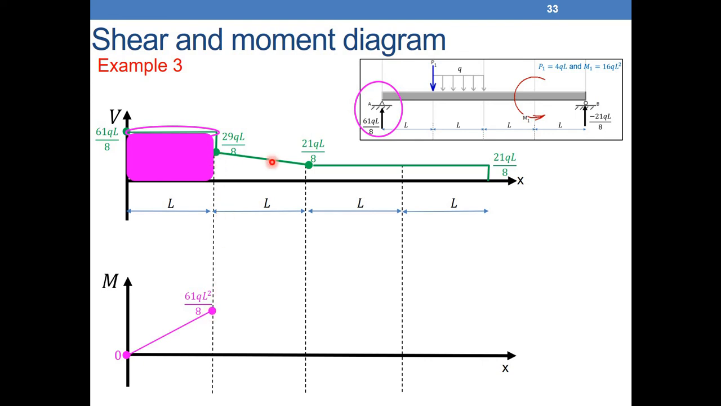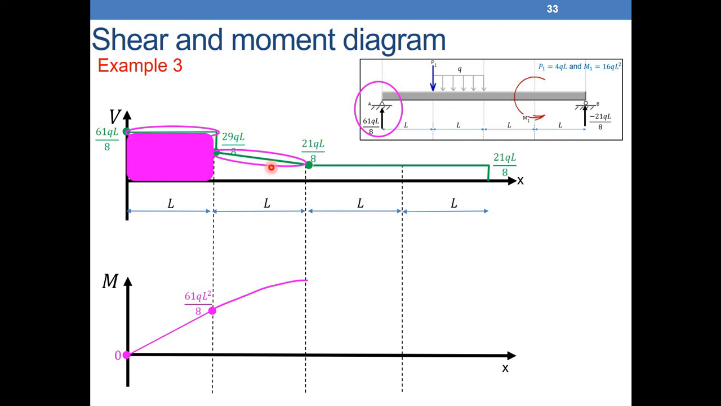Now between this point and this point, what type of variation do we have for V? V is a line. What does it mean that V is a line? So M is a parabola because M is the integration of V. And do we have any external point moment here acting? No, we just have forces, so we continue from the same point. We don't have any jump here. So a parabola going up because V is a positive value here. V is a positive value minus Q. We found it from Q. So here 61 QL square over 8.